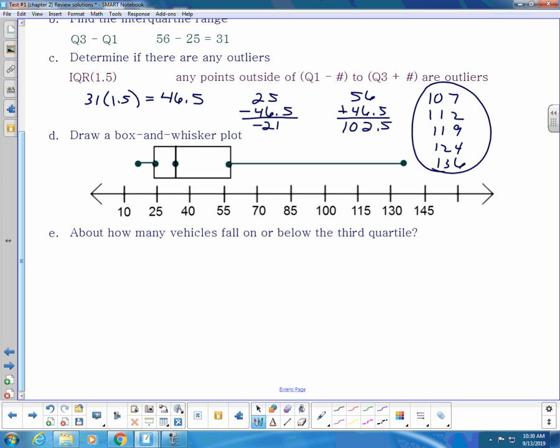All right, how many vehicles fall on or below the third quartile? Well, there's 26 times 75%. Okay? We good? So you're just multiplying the total by whatever percentile they give you. They could say the 80th percentile, you multiply by 0.8. All right?